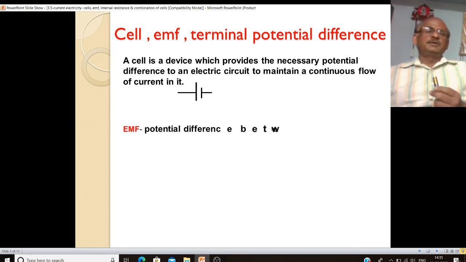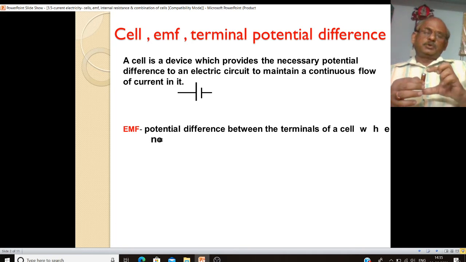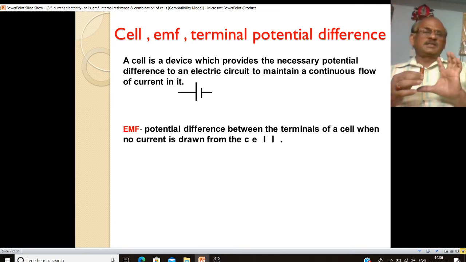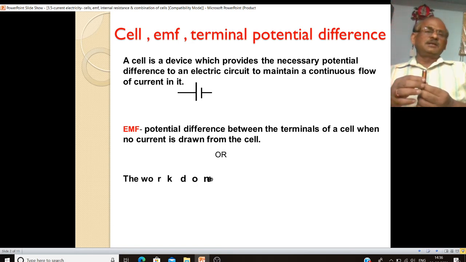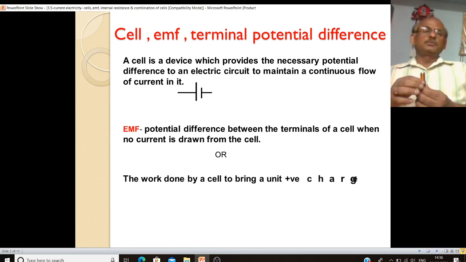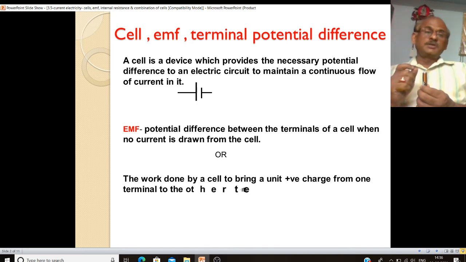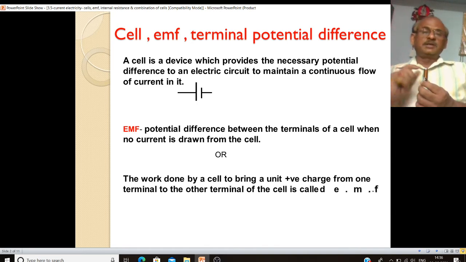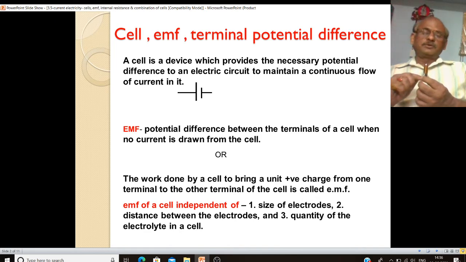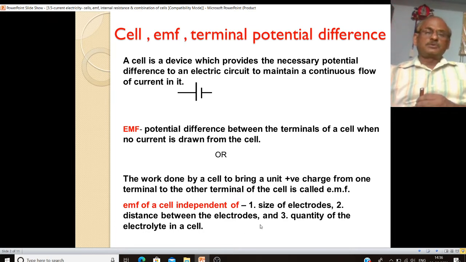Now the EMF. The potential difference between the terminals of a cell when no current is drawn from the cell is called EMF, electromotive force. It is not a force; it is the work done by a cell to bring a unit positive charge from its negative terminal to its positive terminal. That is called electromotive force. Electromotive force depends on the size of electrodes, distance between electrodes, and quantity of electrolyte in the cell.